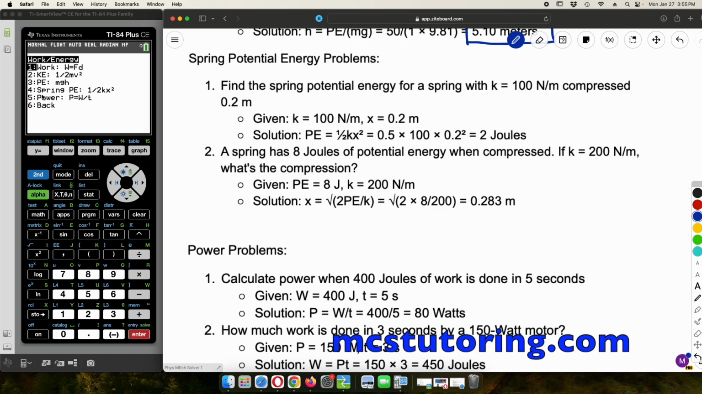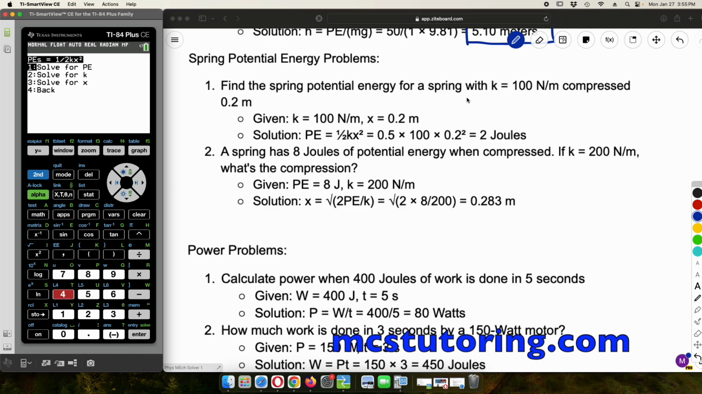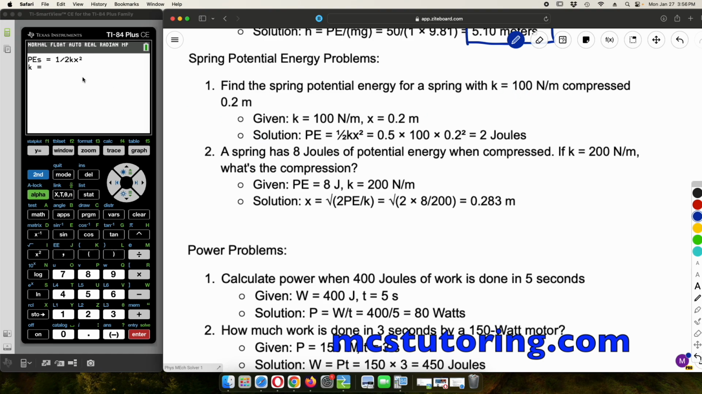Spring potential energy. So we're going to go spring PE, number 4. Find the spring potential energy. So I think it's going to be option 1. For a spring with K equals, K is basically the spring constant, and it's different for each little spring. So we're going to go 100 newtons per meter. And then compressed, and that X is the distance here, just so you know. So it's 0.2. And there we go, potential energy sub S.